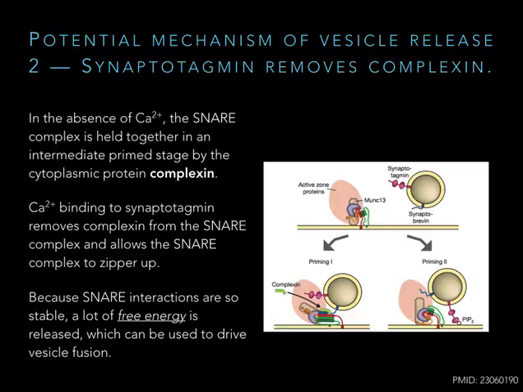So when we don't have any calcium around, our SNARE complex is held together in this kind of loose state, and there's a new player that we have to keep in mind here called complexin. This is another protein that kind of inserts into the SNARE complex and prevents it from interacting very tightly. So now let's follow this illustration to the left, rather than going to the right.